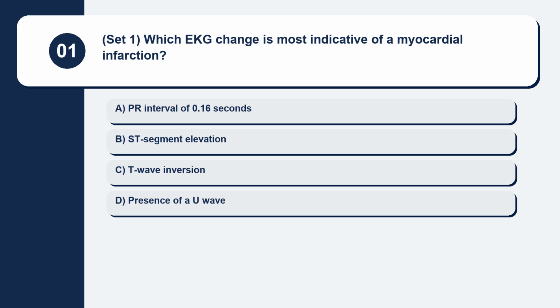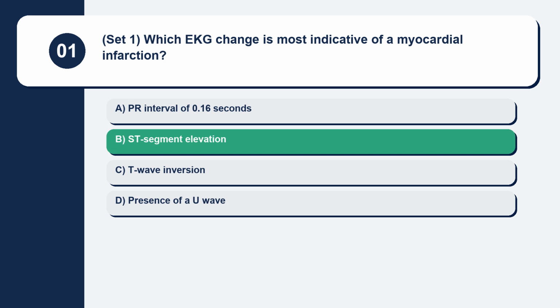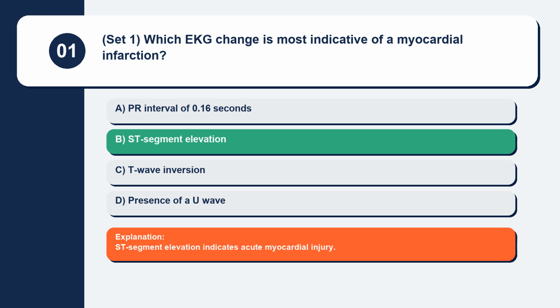Question 1. Set 1. Which EKG change is most indicative of a myocardial infarction? PR interval of 0.16 seconds. ST segment elevation. T wave inversion. Presence of a U wave. ST segment elevation indicates acute myocardial injury.